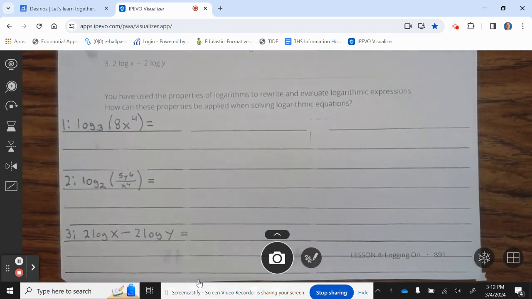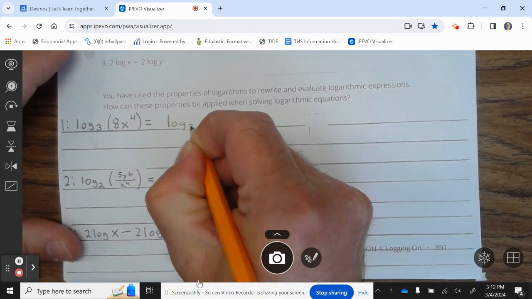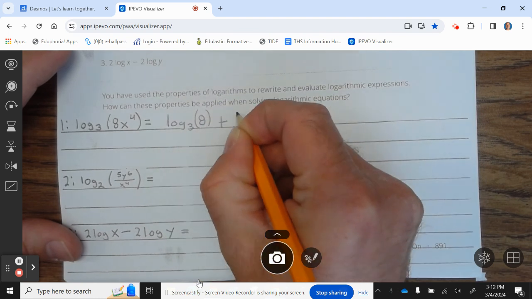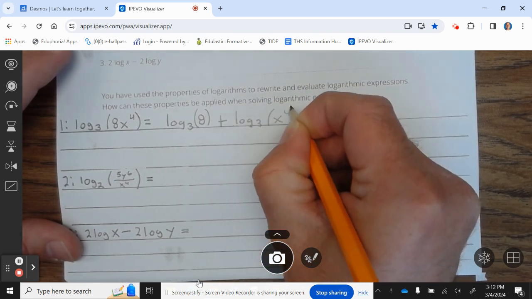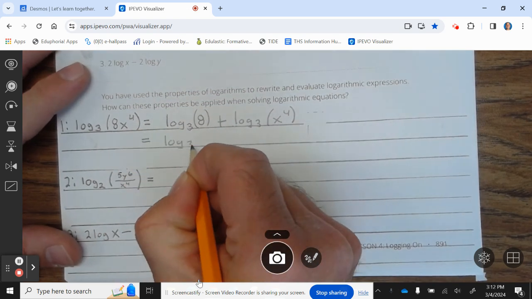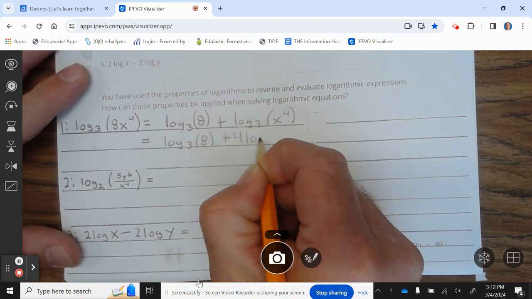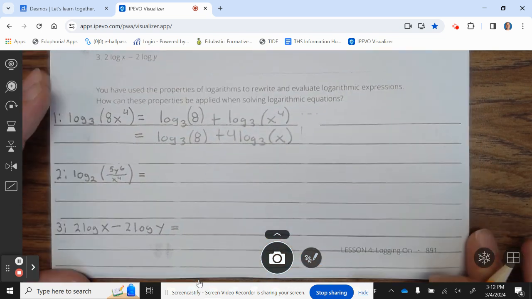Okay, let's take a look at number 1. So number 1 can be written as log base 3 of 8 plus log base 3 of x to the 4th, which can be rewritten as log base 3 of 8 plus 4 times log base 3 of x. All right, go ahead and finish up number 1.